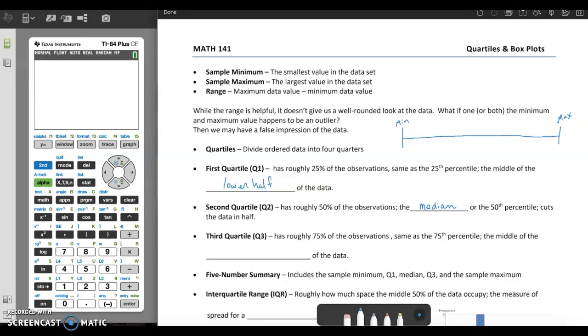And the third quartile has roughly 75% of your observations. It's the same thing as the 75th percentile. It is the middle of the upper half of your data. So what we get is an image that looks like this. We have the median right in the middle, that's Q2. Then we have the middle of this lower half is called Q1, and the middle of this upper half is called Q3. And every one of these quartiles basically holds 25% of the data.